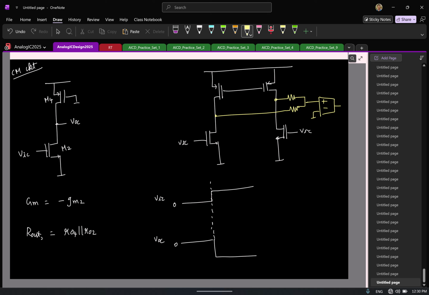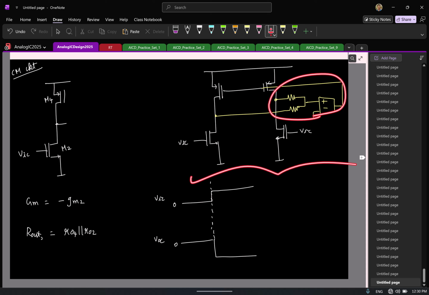So I'll basically go and control, correct. So in this case, let's see what's going to happen, because this is the most practical scenario, right? Because without CMFB you can't use the circuit, even the pseudo differential. So after adding the CMFB, let's see what's going to happen.